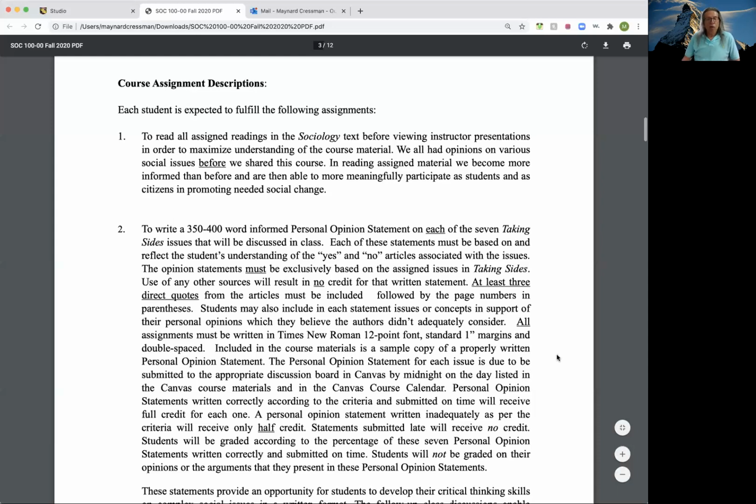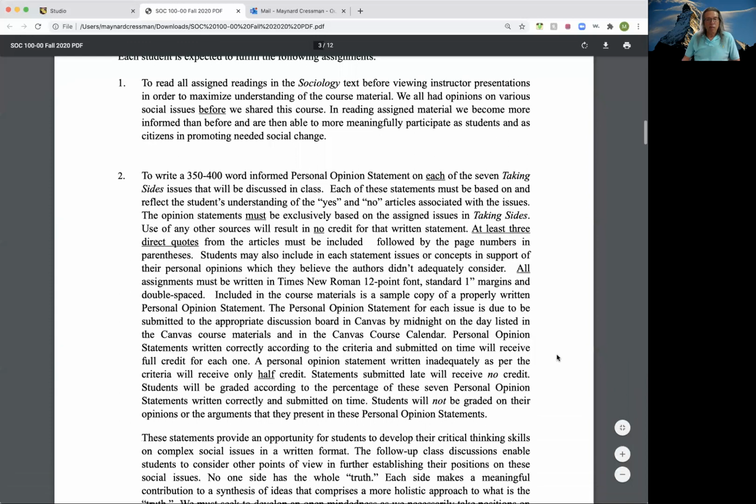Next, this is all explained again under assignments, under personal opinion statements, but basically the idea is to write a 350 to 400 word informed personal opinion statement on each of the 7 taking sides issues that will be discussed in class. Okay, first of all, on the word count. You can write more than 400 words. Why would you want to?